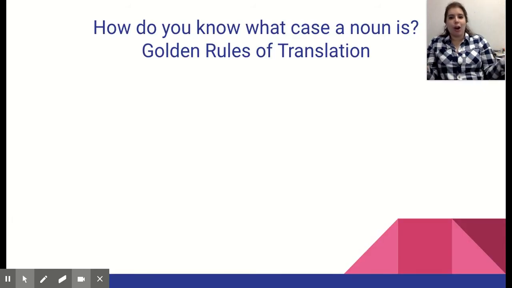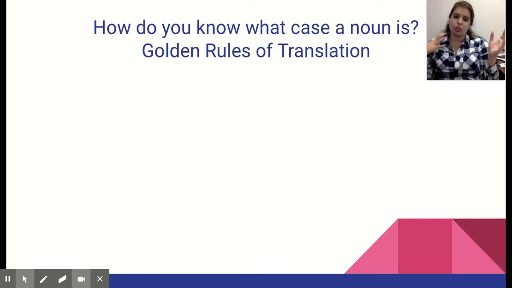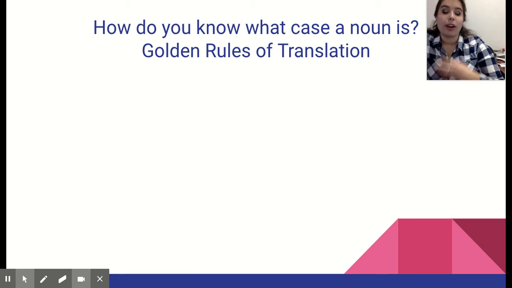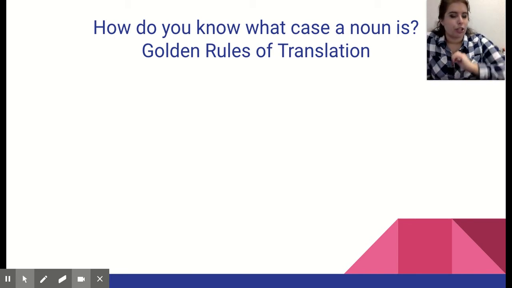How do you know what case a noun is? These are some golden rules of translation. These are steps that, for the time being, until you get to a certain level of fluency, you want to try and follow as you're translating a sentence, to help you puzzle out what the different nouns are doing in a sentence. Again, on that handout on Google Classroom, there are some fill in the blanks for these. You can fill in the blank on the worksheet, or write them down on a separate piece of paper, whatever works best for you, but get these down.